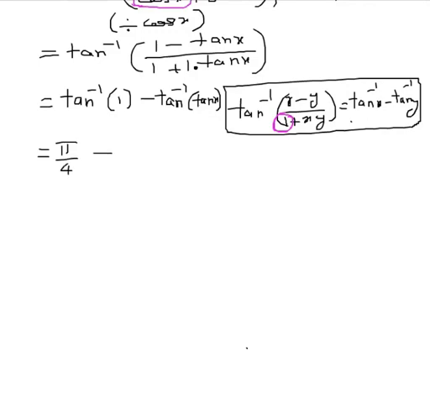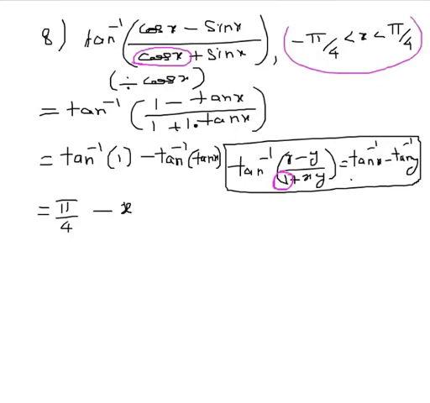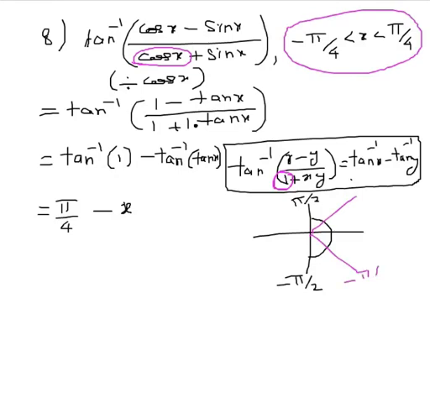Tan inverse and tan could be cancelled only when x is in the principal value branch. Look at this condition given. This is the subset of the principal value branch of tan inverse. Principal value branch of tan inverse is minus pi by 2 to plus pi by 2. And here it is given minus pi by 4 to plus pi by 4, which is a subset of the principal value branch. So we can cancel. So the answer is pi by 4 minus x.